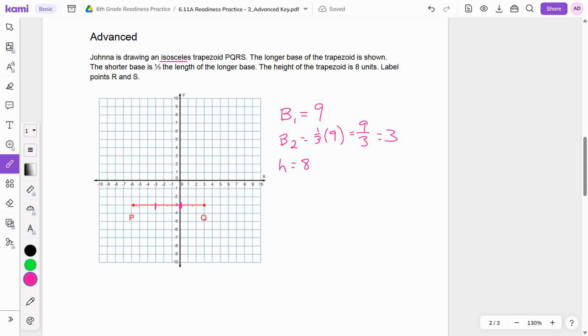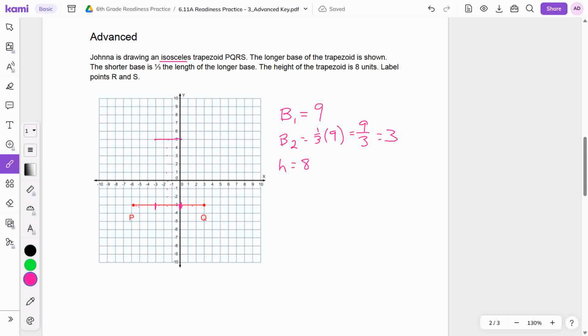So that's up to 5. So I'm going to get up to 1, 2, 3, 4, 5, 6, 7, 8. So I need to get a line that goes right here between this point here and this point here from -3, 5 up to 0, 5. That's going to be my second base.